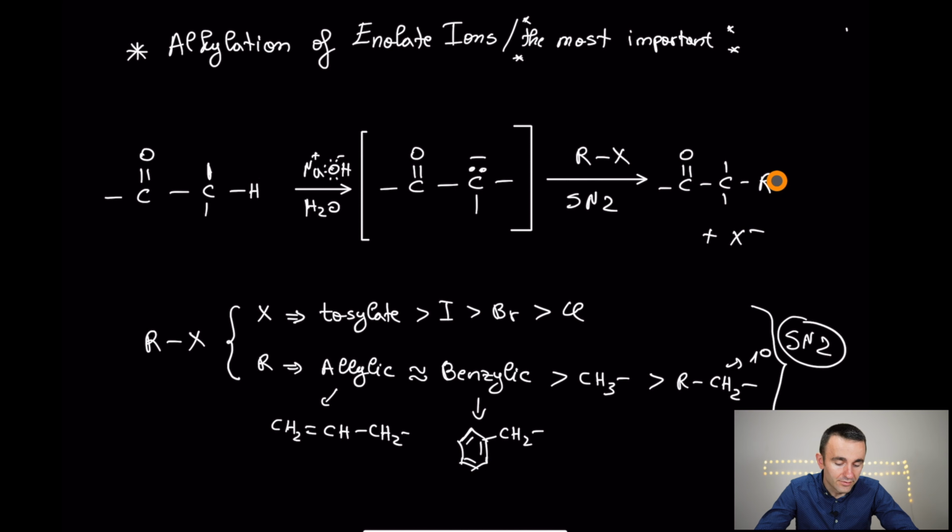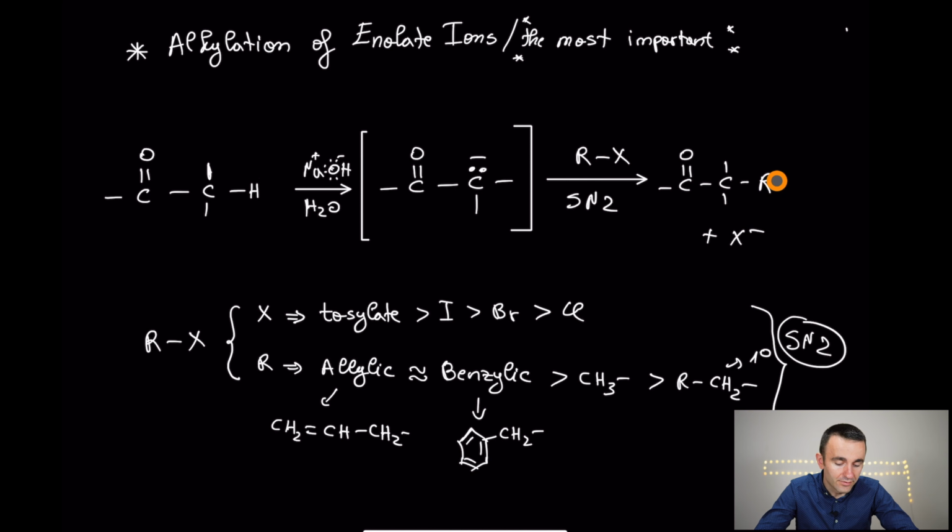You can check this video here if you want to learn more about SN2 reactions. The conditions are the same as with SN2. X should be a tosylate, or a halide with reactivity increasing on this side: iodine, bromine, and chlorine, and the R can be allylic, benzylic, methyl, or primary halide.